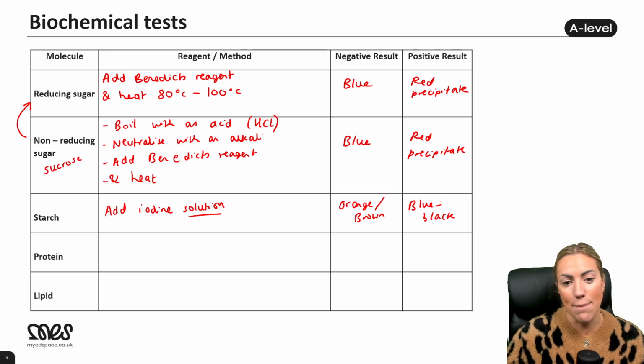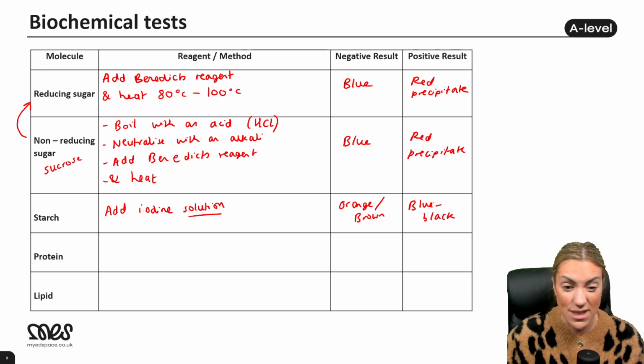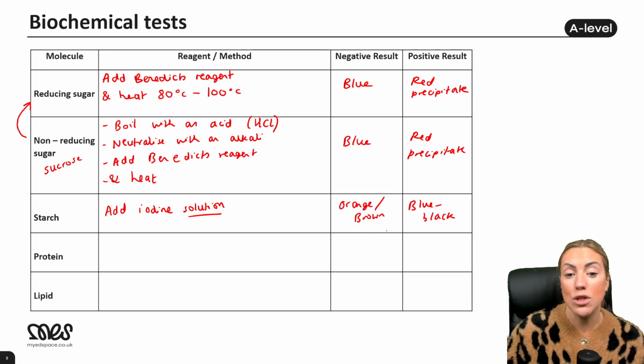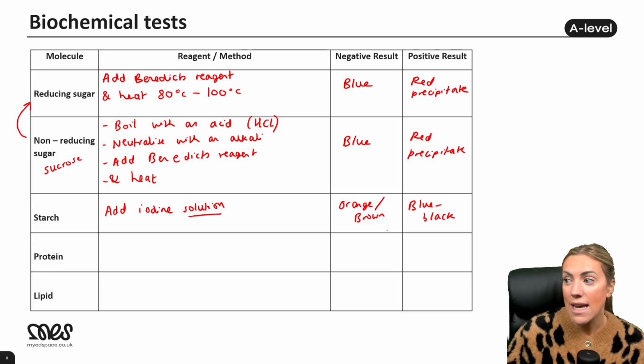And this is a nice simple biochemical test because you don't have to heat it or anything. You literally just put some drops of the iodine solution in, and if starch is present, it will go blue-black from orange. Protein is another nice simple test.